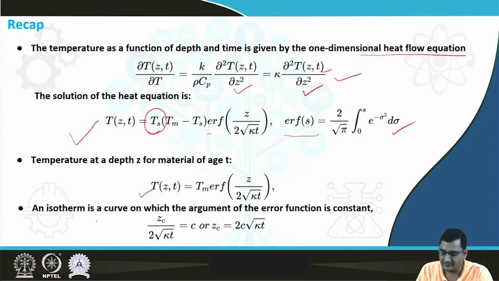An isotherm is a curve on which the argument of the error function is constant. So for the isotherm we can keep this as constant, and z will be replaced by z subscript c. So z_c will be equal to 2√(κt). So you can see the depth of the isotherm will be proportional to the square root of the age of the lithosphere.